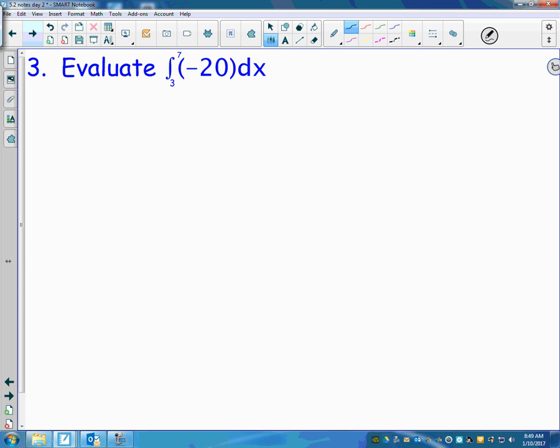So, now I could ask you to do this. Evaluate the integral from 3 to 7 of the function negative 20. Ready to go.